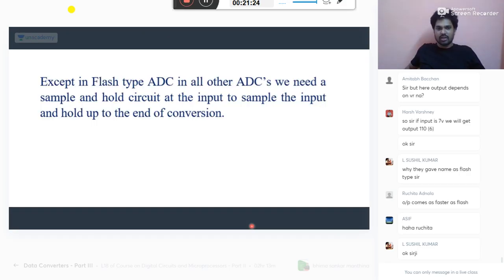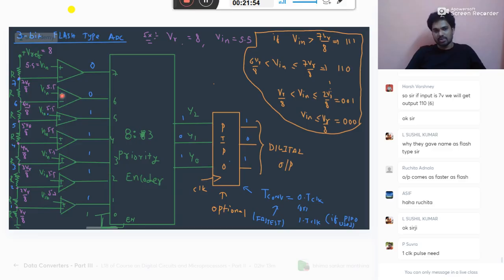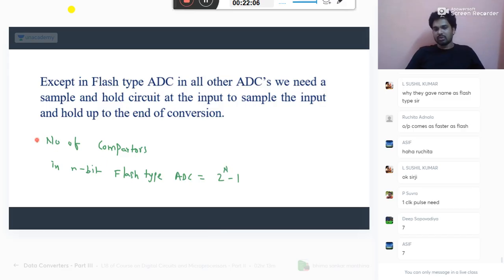Now here one very important objective bit: the number of comparators in an n-bit flash type ADC is 2 power n minus 1. This is an important objective bit. How many op amps are required? If you have 3 bits, 2 to the power of 3 is 8, minus 1. Except for the last stage, you need op amps in all the cases. So here you require more op amps comparatively, but no clock, nothing is required.